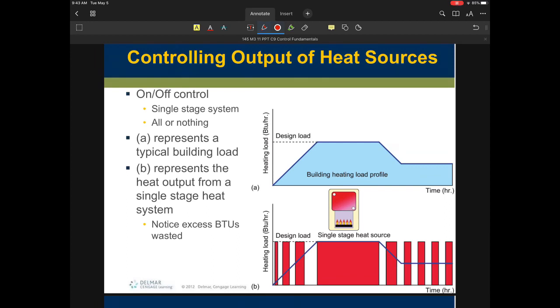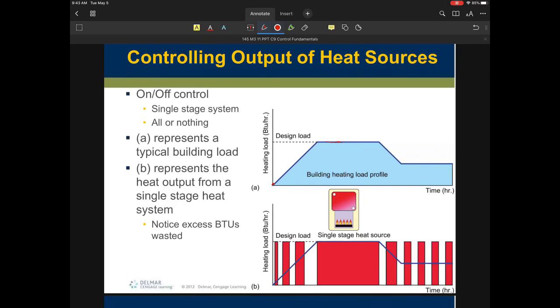So let's take a look at output controlling my heat sources. The first one I want to deal with is simply on-off control with a single stage system. It's either all or nothing. And I got two images that are on the right.